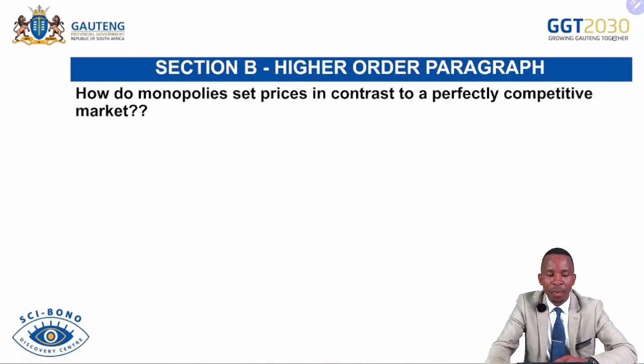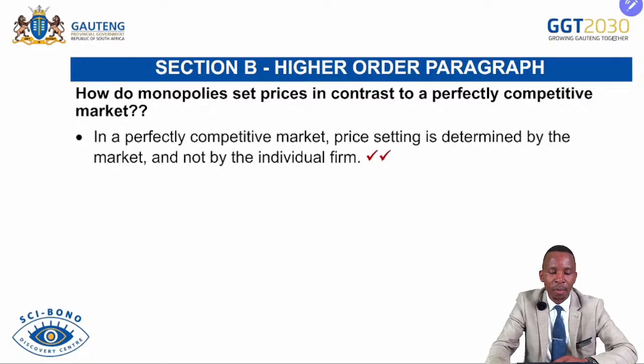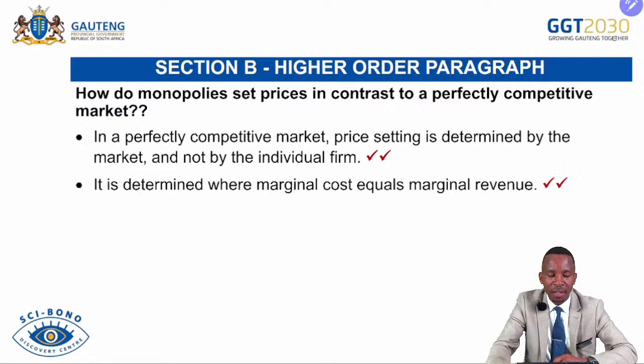We continue. How do monopolies set prices in contrast to the perfect competitive market? In a perfect competitive market, price setting is determined by the effect of market forces, demand and supply. No individual firm has an influence over the price. It is determined where marginal cost equals marginal revenue.